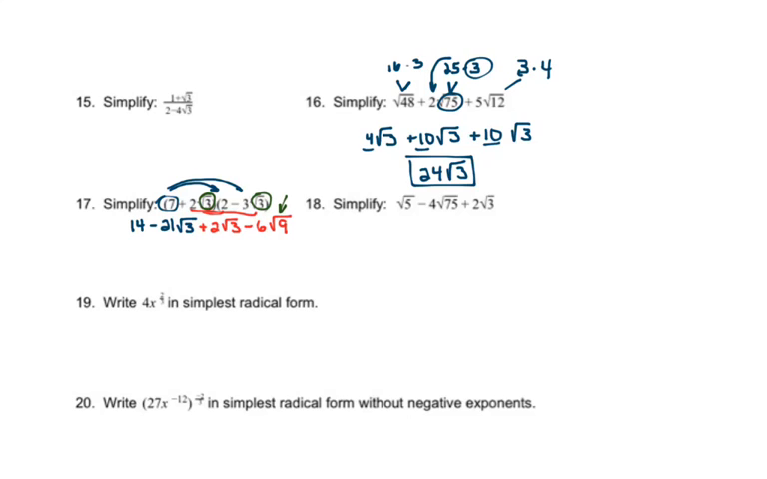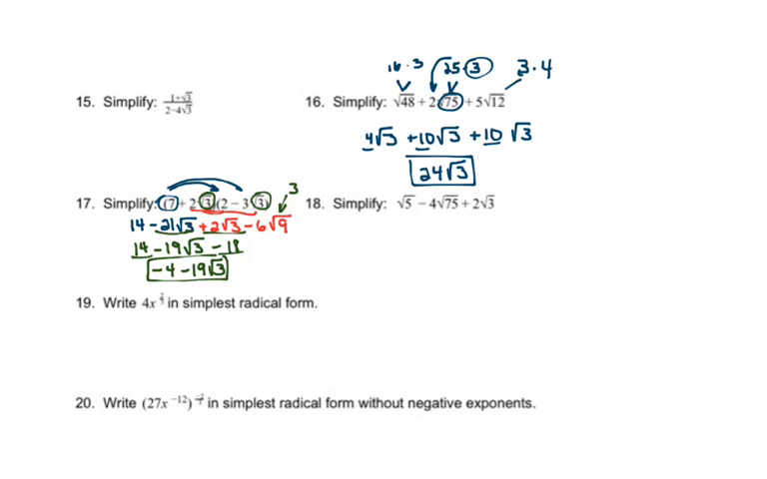So we'll clean this up now. This is a 14 minus, here we got like radicals, minus 19 root 3. And this again is negative 6 times the 3, or negative 18. So for negative 18, that's negative 4 minus 19 root 3.